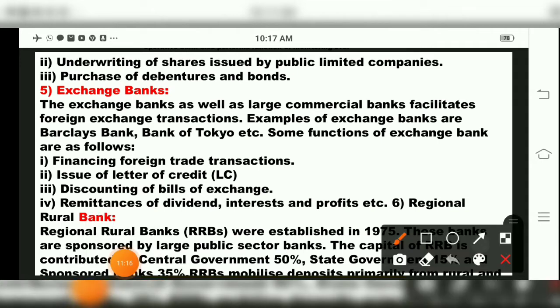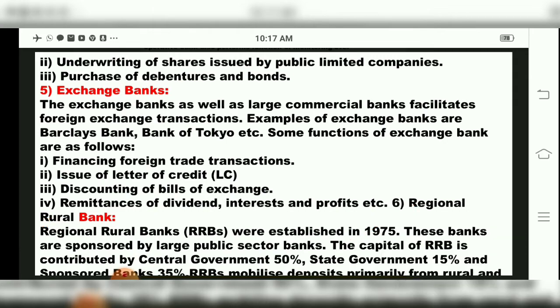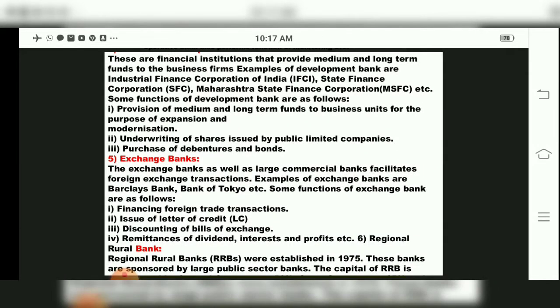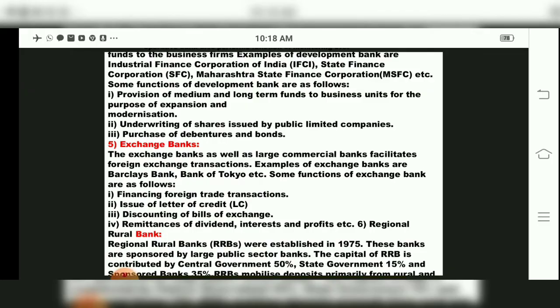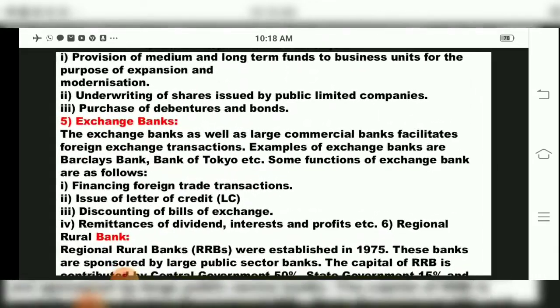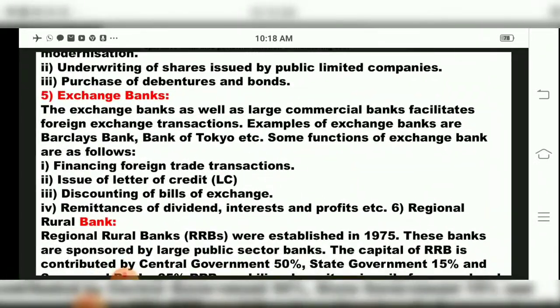Now we'll see the sixth one, children. The sixth one, if you can see, is Regional Rural Banks, RRBs. Now we'll see when this Regional Rural Bank was established. Regional Rural Bank was established, children, in the year 1975. And these banks are sponsored by large public sector banks, children.